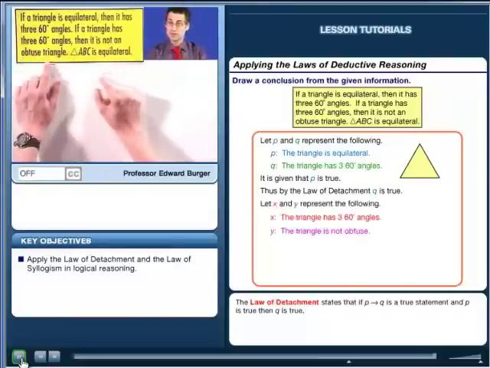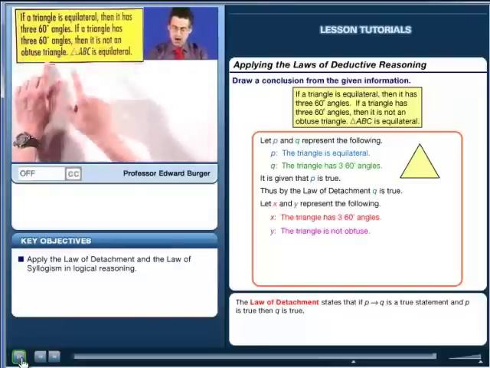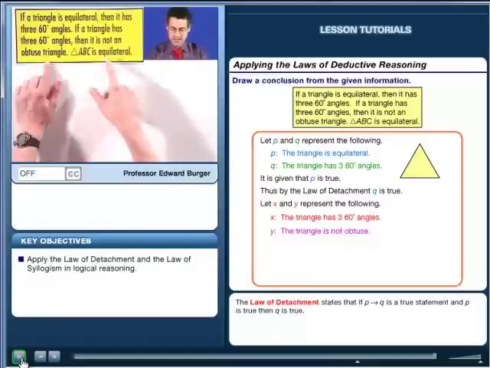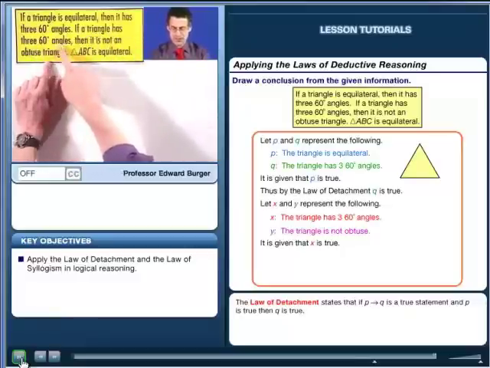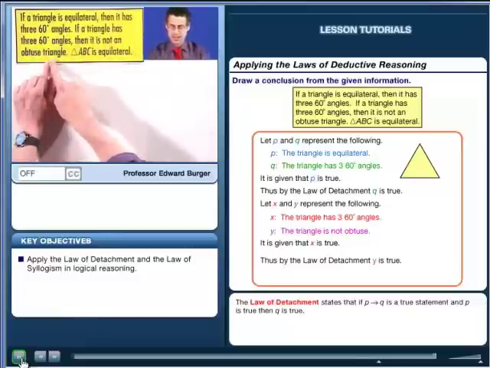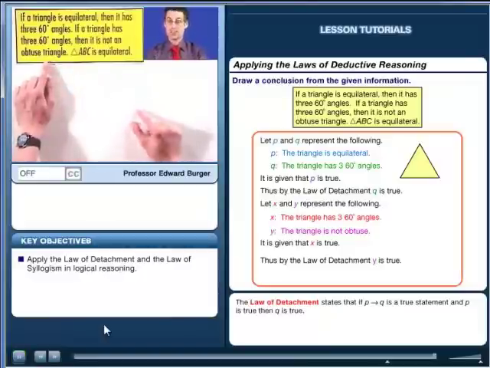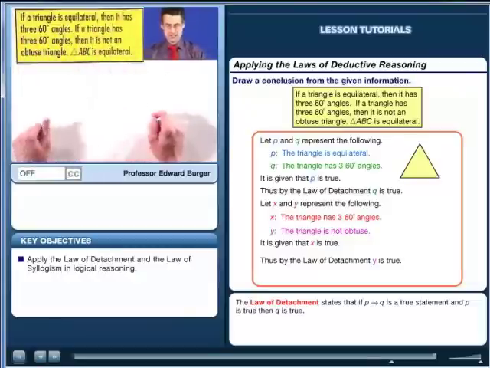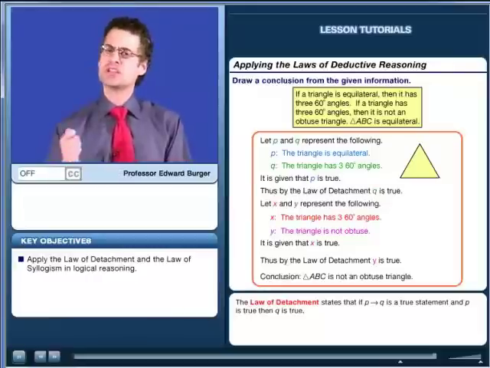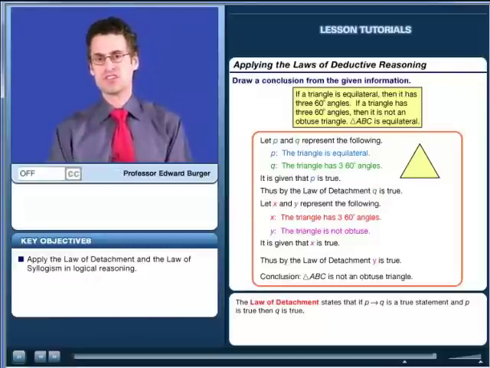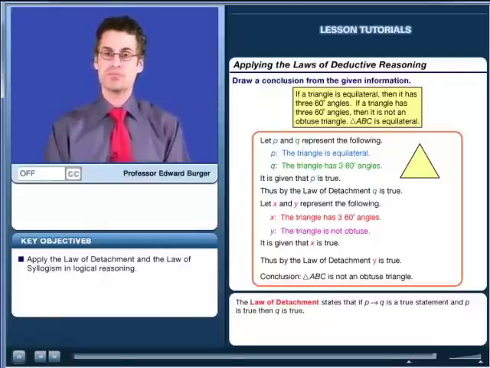Well, look at the next conditional statement. It says that if a triangle has three 60-degree angles, then it is not obtuse. Not an obtuse triangle. Since we know that this triangle ABC has three 60-degree angles, then we can apply the law of detachment yet again and conclude that since this hypothesis is true, then this conclusion is true as well, and therefore we see that triangle ABC is not an obtuse triangle. So my conclusion from all this information is that triangle ABC is not an obtuse triangle.